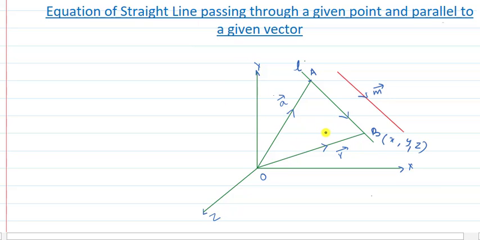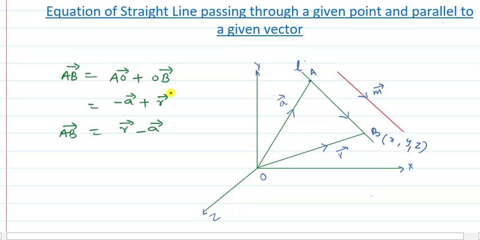By using the triangle law of addition, we know that vector AB can be written as AO vector plus OB vector. So from here we get OA as minus A and OB as R vector. So we get vector R minus vector A as vector AB. Here we are using the triangle law of addition of vectors. As I told you earlier, we'll use vector algebra in 3D, so here I am starting with vector algebra.